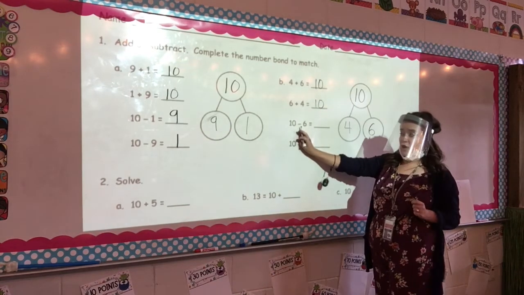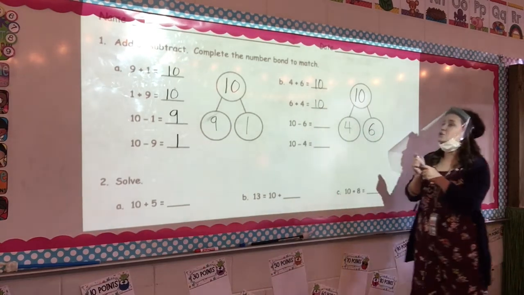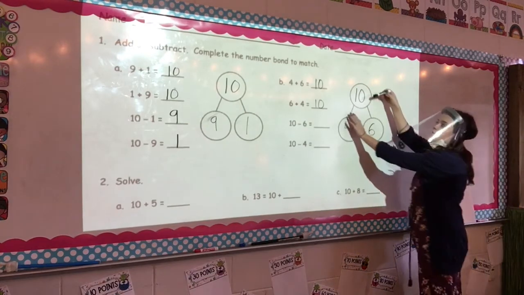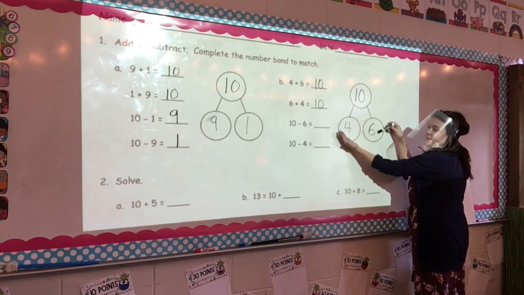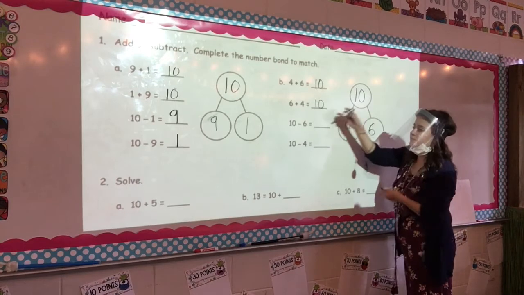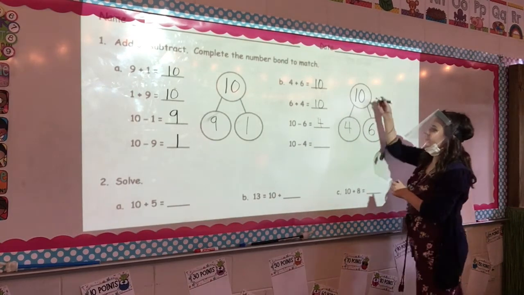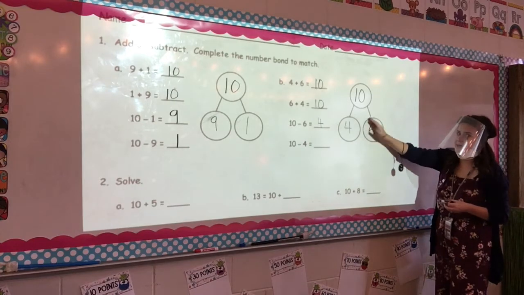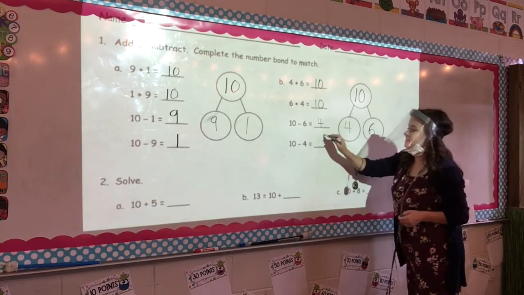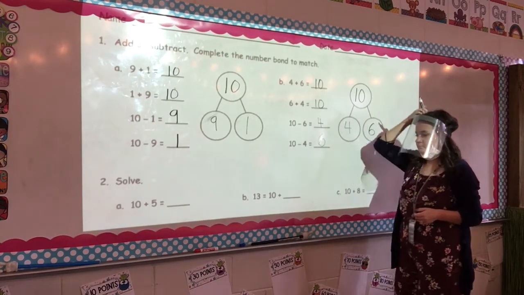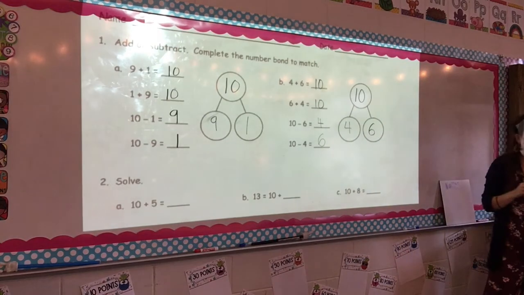Now I've got a subtraction problem. I can use my number bond to help me out. 10 minus 6 is 4. And 10 minus 4 is 6. It's easy. Good job. Make sure those number bonds are filled out.